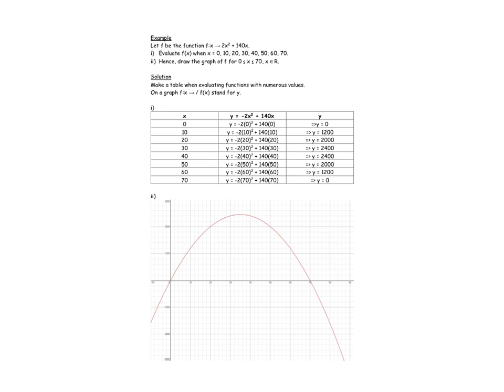I have an example included on this just so you can see a typed out version. It might be a little bit easier to read than perhaps what I'm going to draw on the whiteboard in a few minutes. This example says let f be the function f: x goes to 2x squared plus 140x. It says evaluate f of x when x is 0, 10, 20, 30, 40, 50, 60, 70. And hence draw a graph of the function f for x between 0 and 70, where x is an element of R. Remembering that R stands for real numbers, and a real number is just any number.